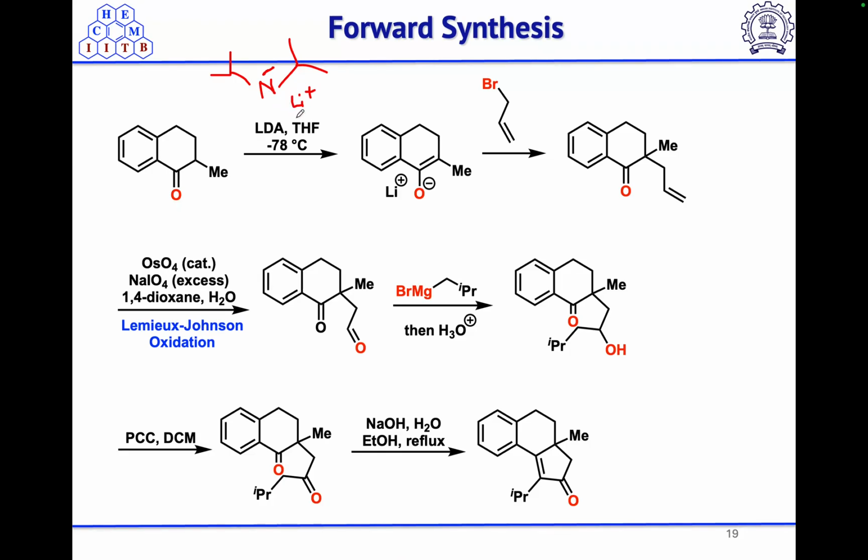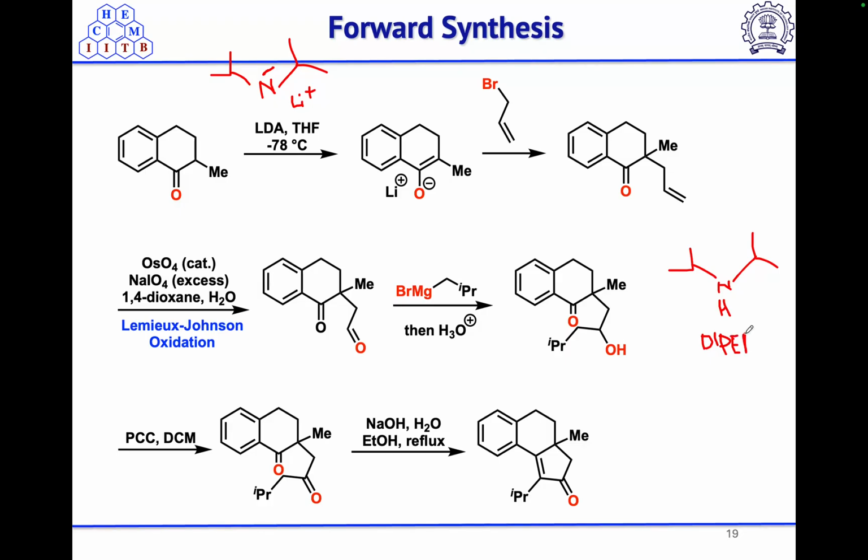This LDA you can also prepare. Of course, LDA is commercially available, but you can also prepare it in the lab. How? You have to take diisopropylamine. Basically LDA means this diisopropylamide, right? So if you take diisopropylamine, NH and diisopropyl, it is called DIPA.